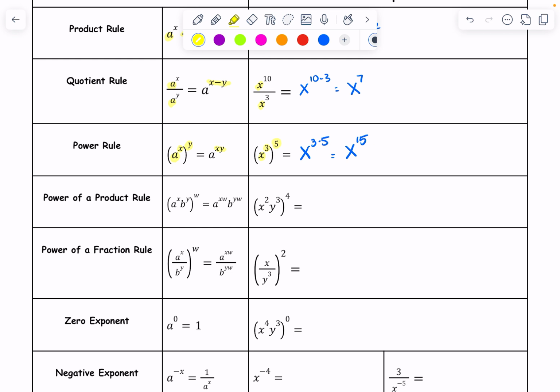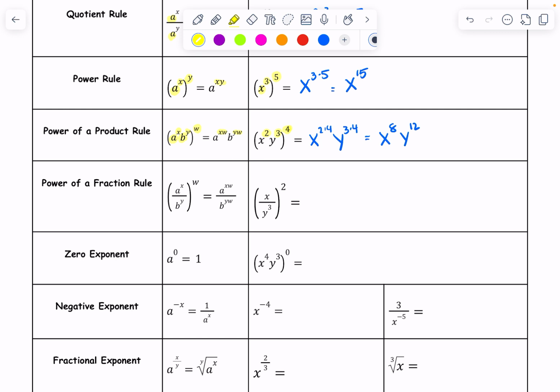Similarly, the power of a product rule means that if I have two bases, each with an exponent, and I raise both of them to an exponent, we're going to multiply that exponent by both of the exponents. So here we have x to the 2nd power, y to the 3rd power, all to the 4th. So we will have x to the 2 times 4 and y to the 3 times 4. So this is going to be x to the 8, y to the 12th.